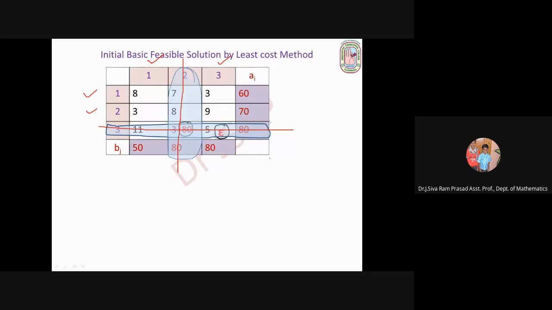Again, in the reduced transportation table, what is the least cost cell? Again, least cost is 3 for the 2 1 cell and the 1 3 cell. So here again, we get a tie for the least cost cell. So arbitrarily, you can take either the 2 1 cell or this cell. Second step, least cost cell in the remaining table equals the 1 3 cell. So arbitrarily, I take the 1 3 cell.